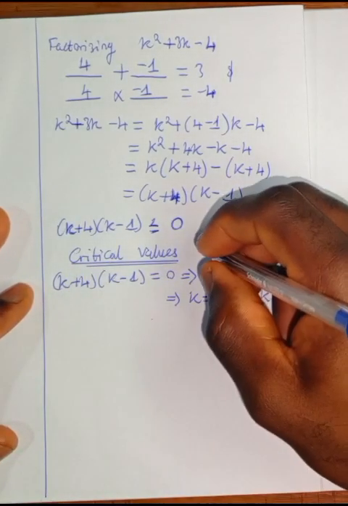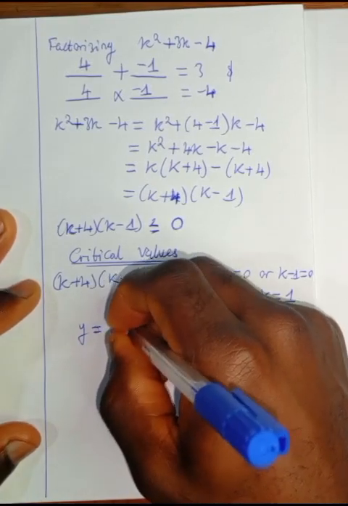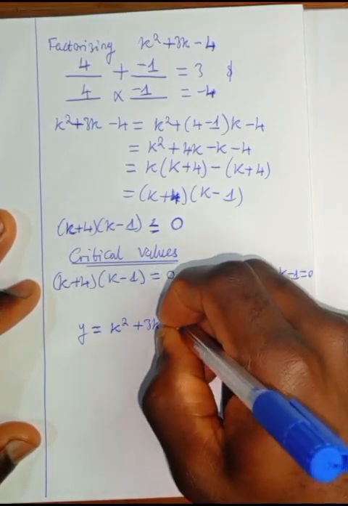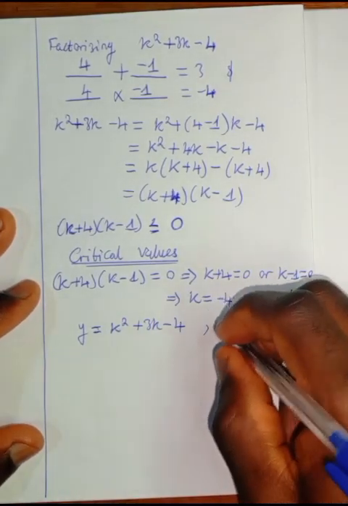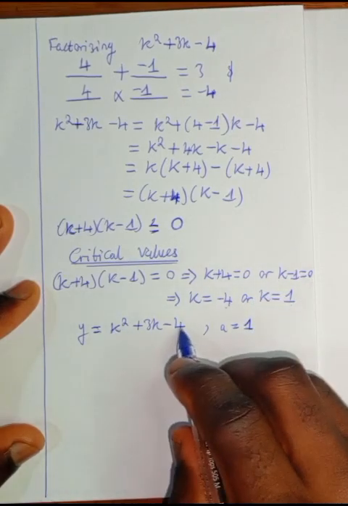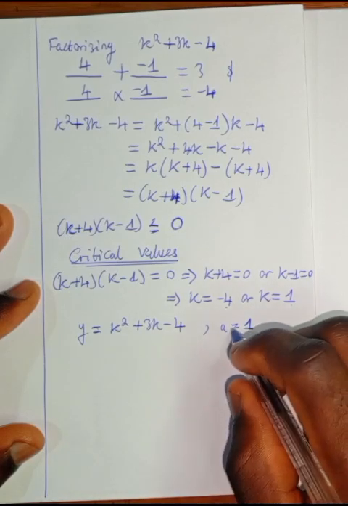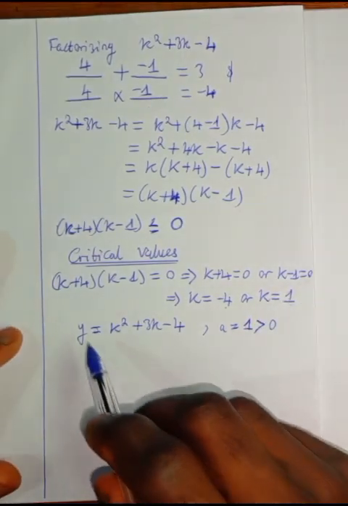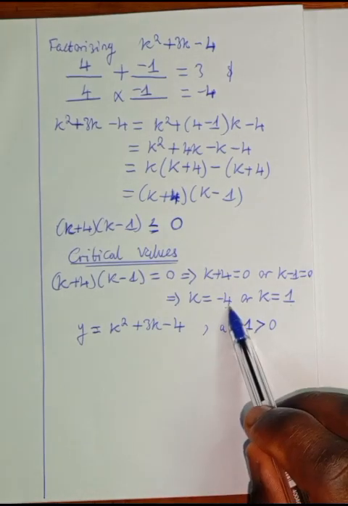If we let y be equal to k squared plus 3k minus 4, in this case you will see that the coefficient of k squared is 1. That means our a is equal to 1, because this is a quadratic function in terms of k. And a is equal to 1, which is greater than 0. That means the curve of y equal to k squared plus 3k minus 4 is a valley parabola with roots negative 4 and 1.